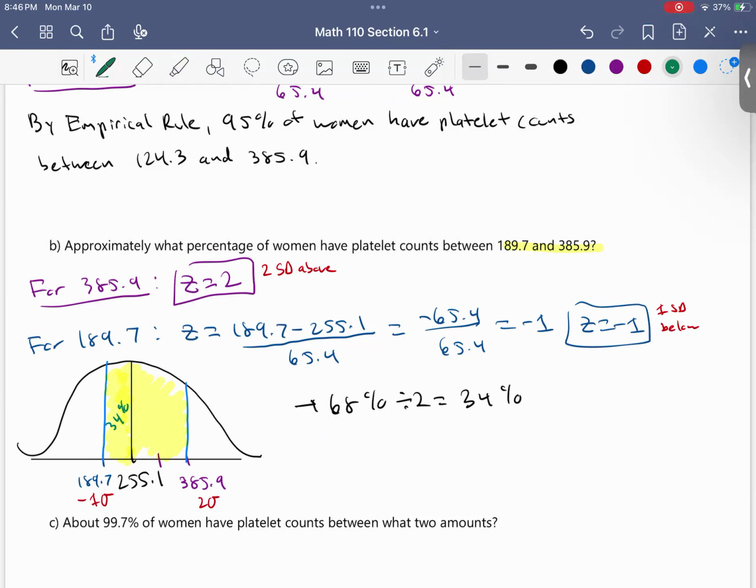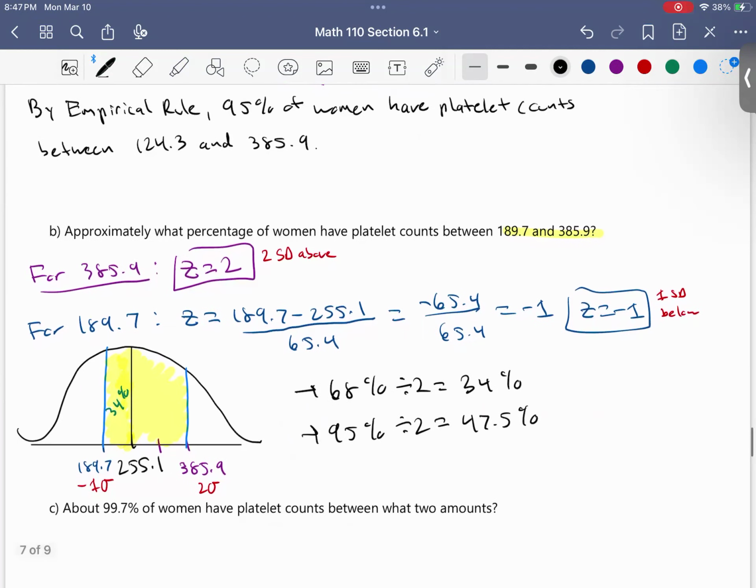2 standard deviations above and below is 95%. But once again, I have to cut it in half. So that would be 47.5%. And so I would add those two up: 34% plus 47.5% equals 81.5%.